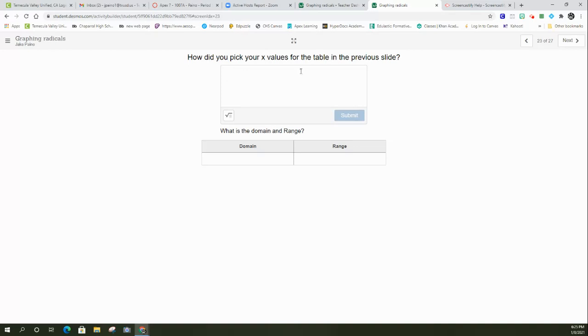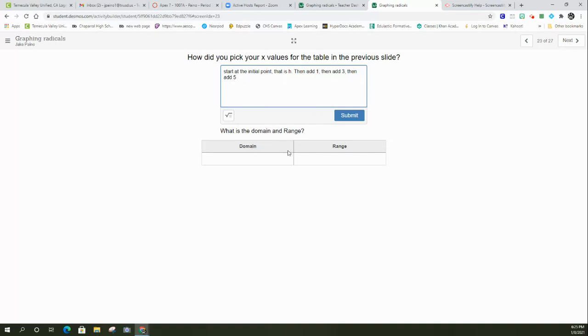Okay, so how do you pick your x values? You start at the initial point, that's h. Then add 1, then add 3, then add 5, and so on. It's always going to give you that perfect square inside the radical.